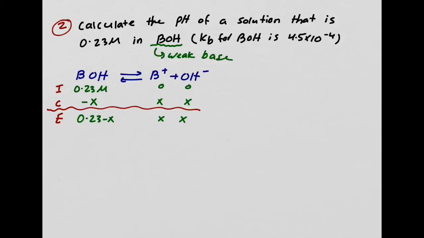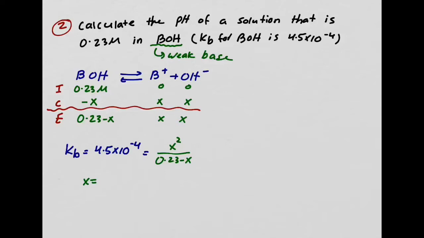Now again, equilibrium, ice table, and equilibrium constant, which is Kb. Equilibrium constant in this case is 4.5 times 10 to the minus 4. And equilibrium constant is product over reactant. So it will be x squared over 0.23 minus x. Nothing fancy at all. Product over reactant. We're good? Okay. Now what do we have to do? You have to figure out what x is. Okay. What did you get for x?